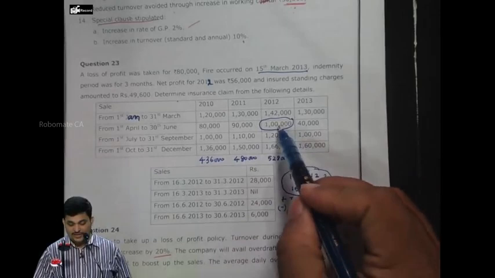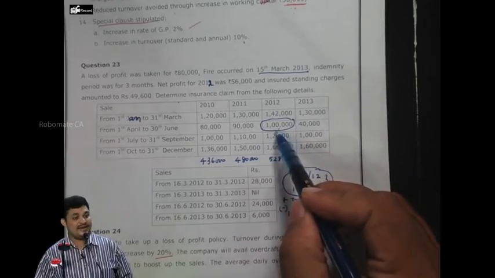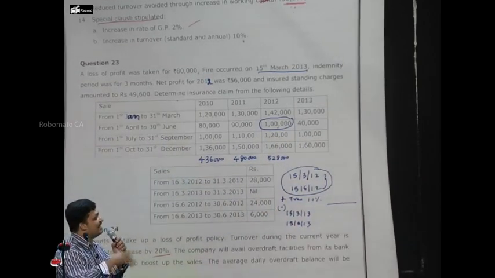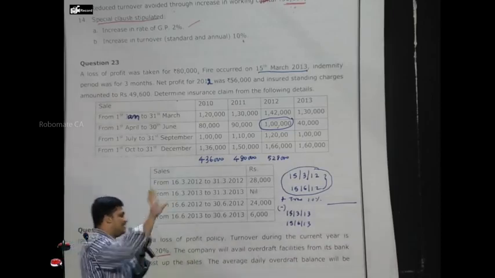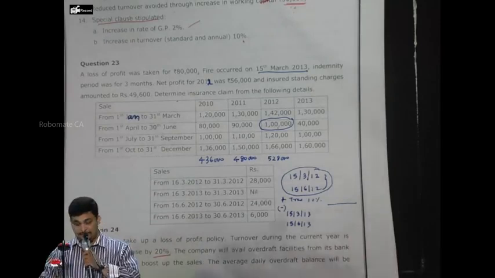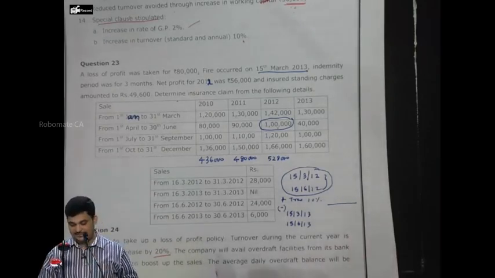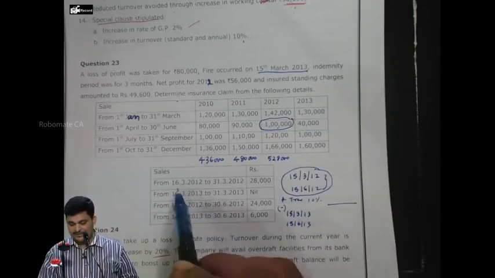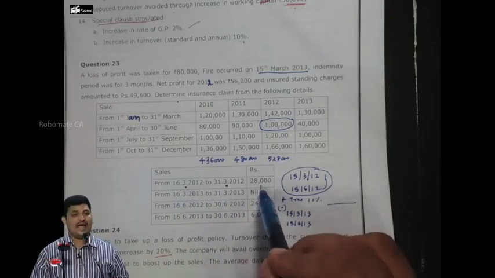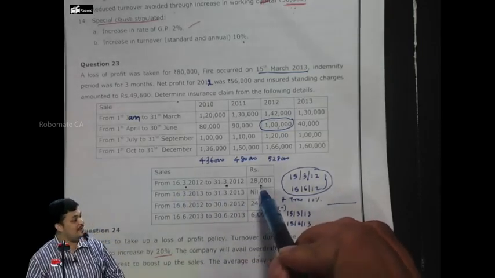Everybody? Now to this, I should reduce 15-day sales of June. Then I will get 2.5 months sales. To that, I should add 15-day sales of March. Then I will get it correctly. Correct? For that purpose, separately, they have given sales. See the question. It is 16th March 2012 to, this is the sales to be added.